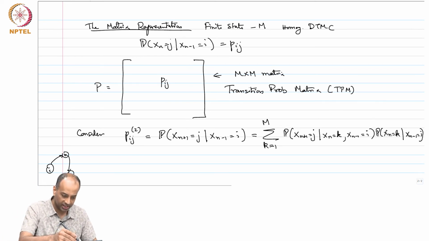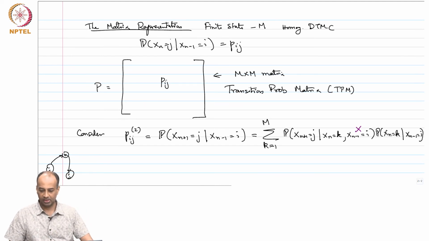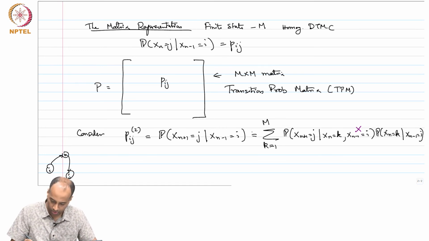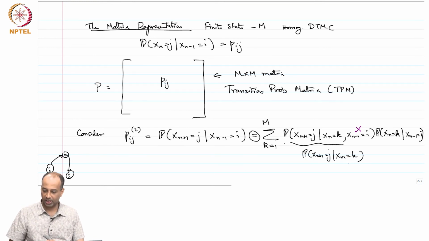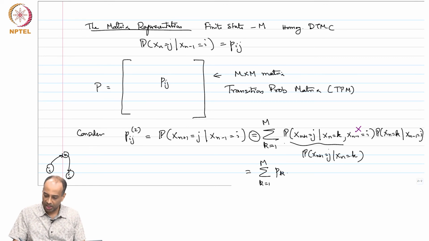Now, the nice thing is that I can get rid of this conditioning, it does not matter, right, because of the Markov property. So, these equalities are by the law of total probability. By Markovity, I can get rid of this conditioning, which leads to, so this term just becomes P(X(n+1) equals j given X(n) equals k), right. I can get rid of the second conditioning on X(n-1). So, bottom line is that this becomes the sum over k equals 1 to m of Pkj times Pik, right, and that is what the 2-step transition probability is, all right. So, Pij(2) is just that.